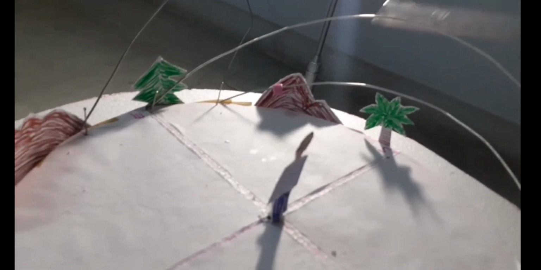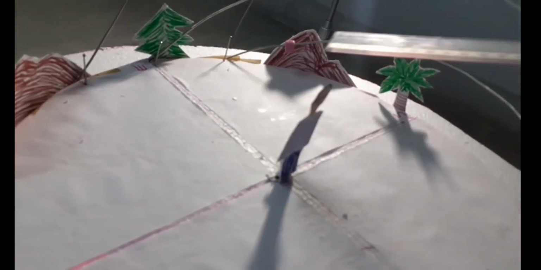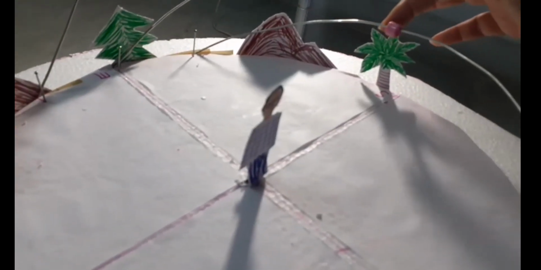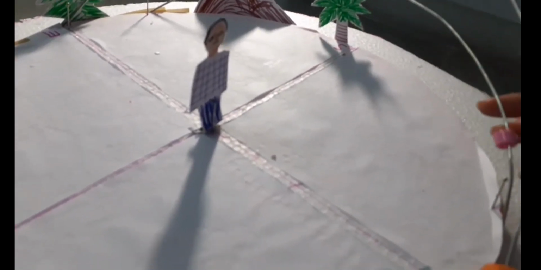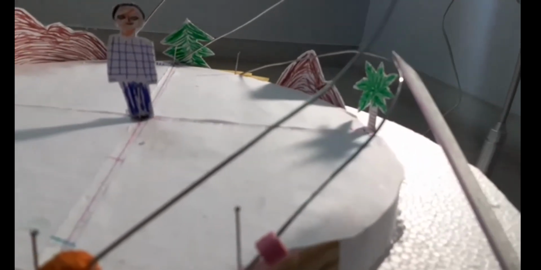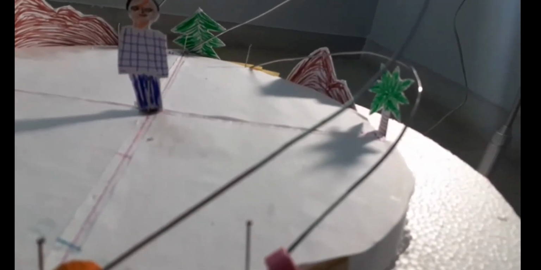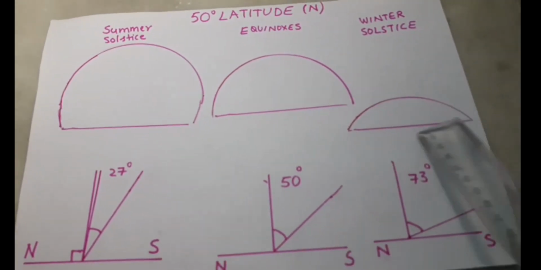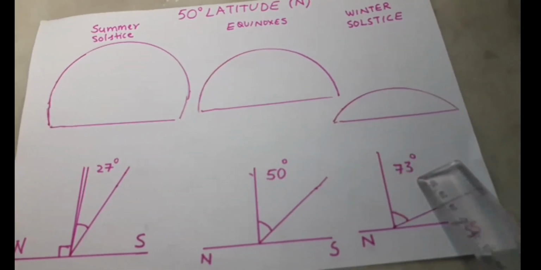And finally, on the winter solstice day, you have the small arc, a short day, and it's very inclined. It's lying at an angle of 73 degrees to the vertical. It rises in the southeast and sets in the southwest. This is very close to the horizon. The sun does not go up much, and it takes a very small arc, a short day.